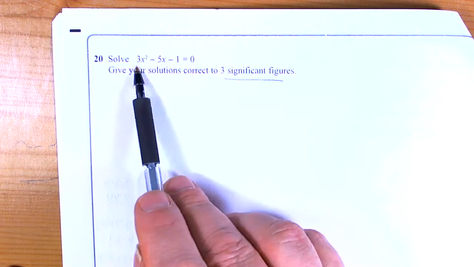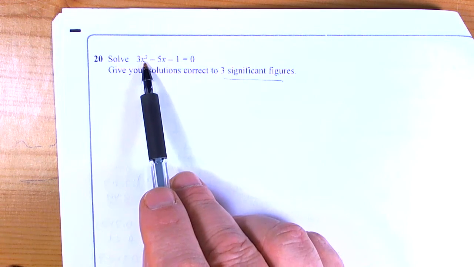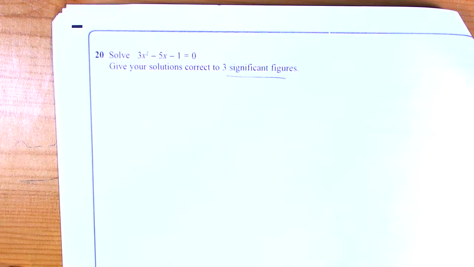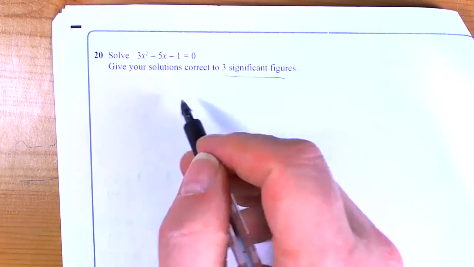This one, it'll probably be easier to use the formula, because completing the square isn't easy when you've not got a single x squared. We've got 3x squared. It can be done, but a little bit more complex. So we'll do the formula.